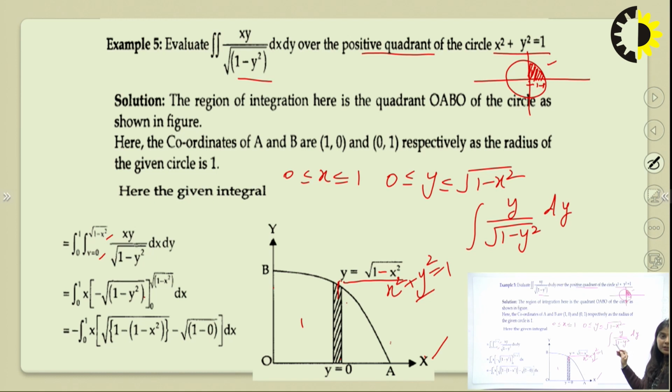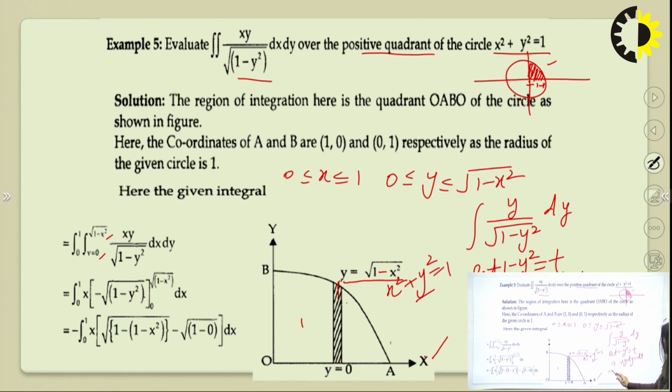How to find this integration? Here we put directly the value of integration. So now I will explain this integration here. So let 1 minus y square is equals to t. This implies that differentiate on both sides, minus 2y dy is equals to dt.